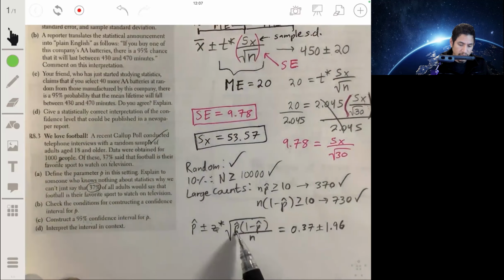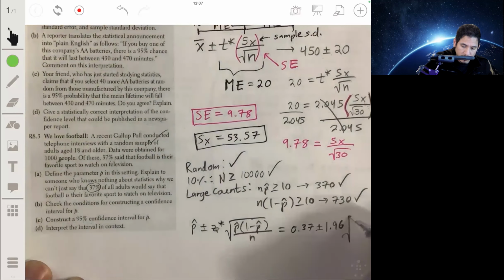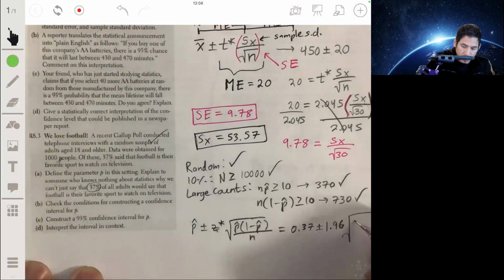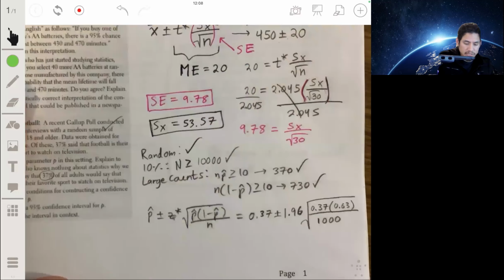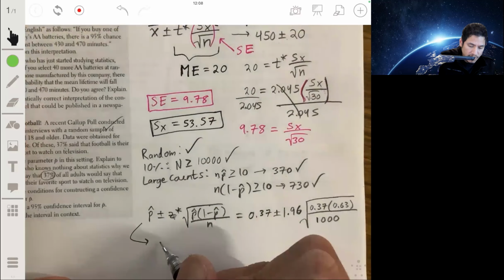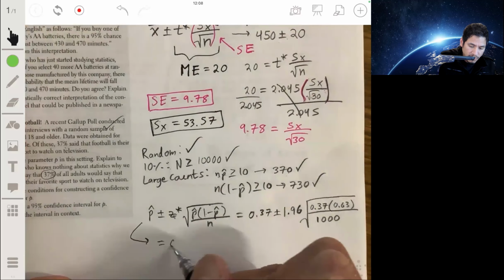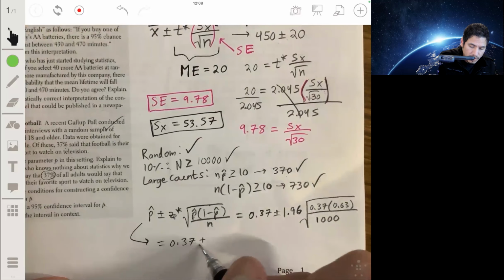Now we do p hat times 1 minus p hat under the square root. So p hat, that'll be 0.37. 1 minus 0.37, so that'll be 0.63, over 1,000. And we just gotta be careful to not mess up any on our algebra. So we're gonna have 0.37 plus minus.